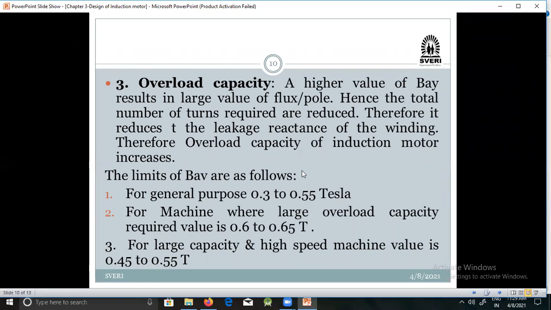Our first point is that for the general purpose machine, its value ranges from 0.3 to 0.55 Tesla. And for the machine which is continuously overloaded, so at that time your value of overload capacity is continuously more, the range for the flux density is from 0.6 to 0.65 Tesla. And for the machine having large capacity and when it is a high speed rotating machine, that time you are going to choose the value of flux density from 0.45 to 0.55 Tesla.